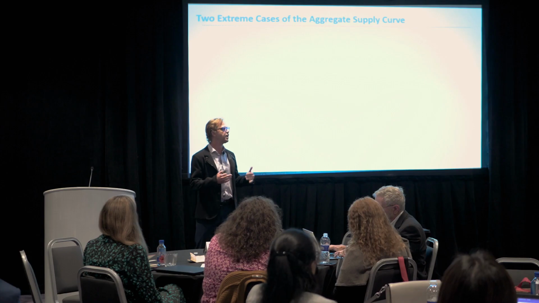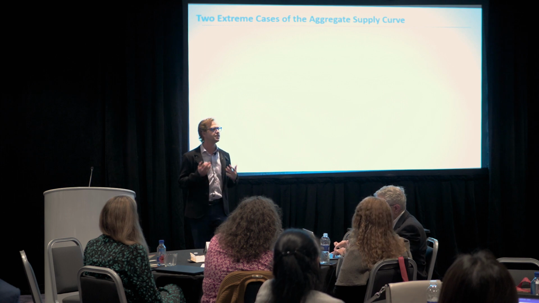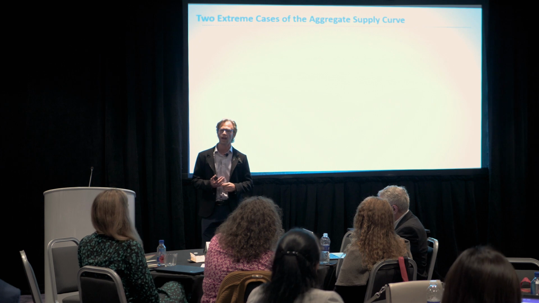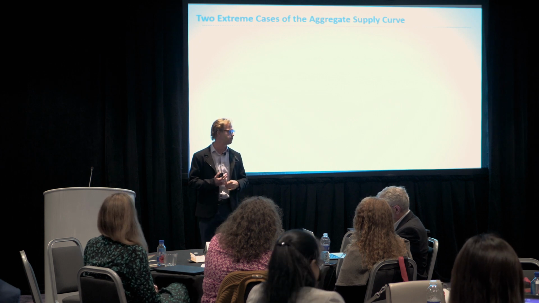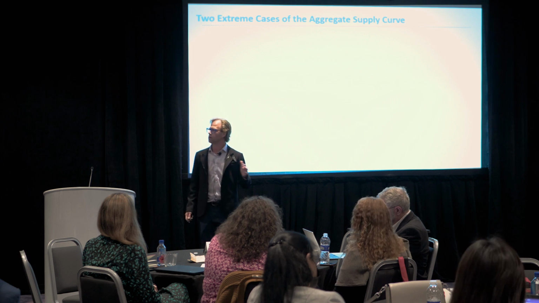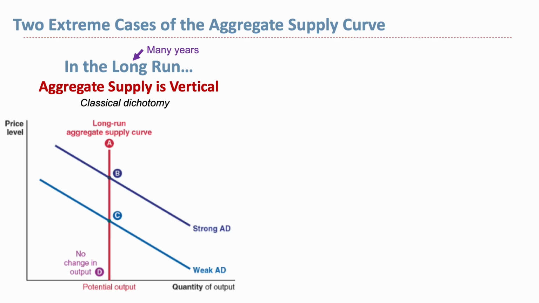Now, it doesn't have to be that way. Let me find a way of teaching the exact same model and the exact same insights while still respecting the rule that we should only have 3 lines on the chart. In fact, only 2 in many cases. What I'm going to do is ask you to think about the world in terms of 2 extremes. First of all, let's think about what happens in the long run.